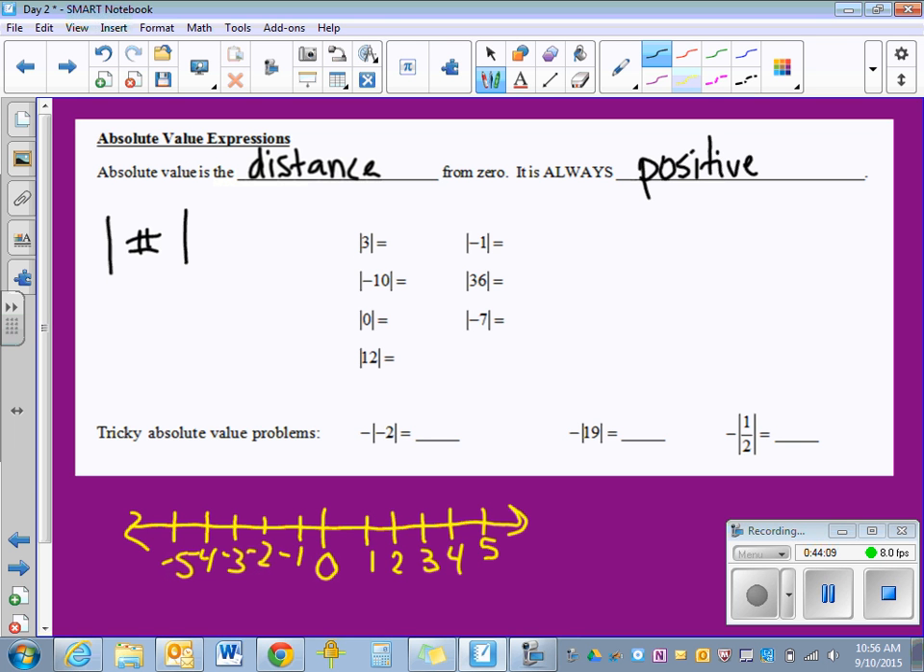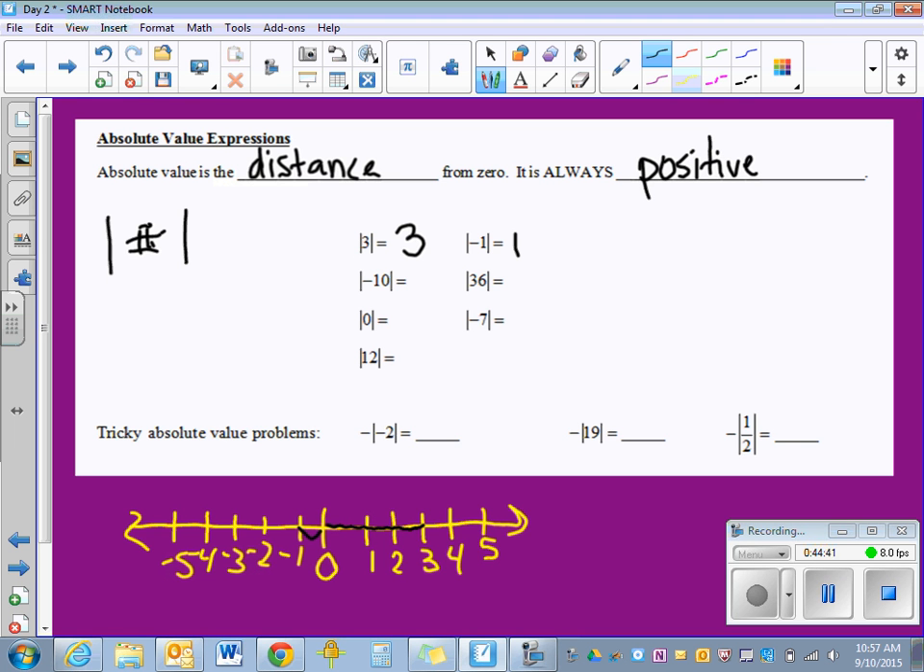So when we have the absolute value of 3, we look at 3 and we see it's 1, 2, 3 away from 0. So your answer is 3. Likewise, with negative 1, it's still a distance of 1 away from 0. So your answer is just positive 1. Basically, an absolute value takes whatever number is inside and outputs that, but as a positive value. So it's the same number, just positive.